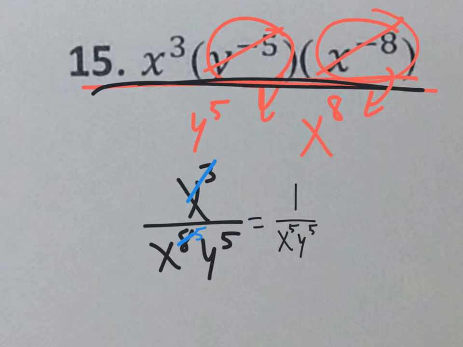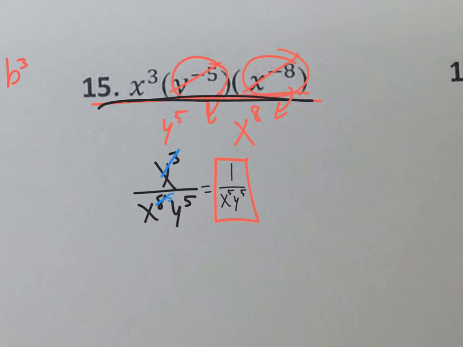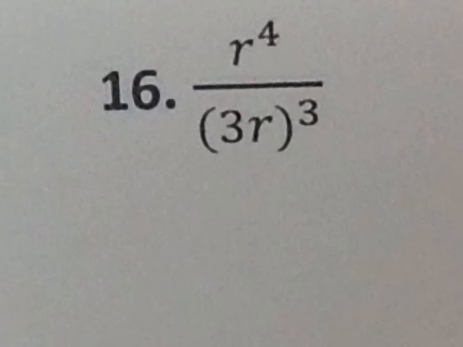You absolutely need that 1 up there. If you just put x to the 5th, y to the 5th, that would be incorrect. You need the 1 up on top. If everything cancels and there's nothing left up on top, you have to put a 1 up there. Because 1 over x to the 5th, y to the 5th is not the same as x to the 5th, y to the 5th. Same thing like 1/2 is not the same as 2. You can't just ignore the 1 up on top and say that the answer is 2 if you get an answer of 1/2.